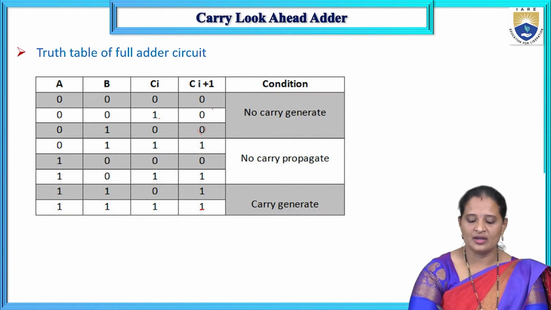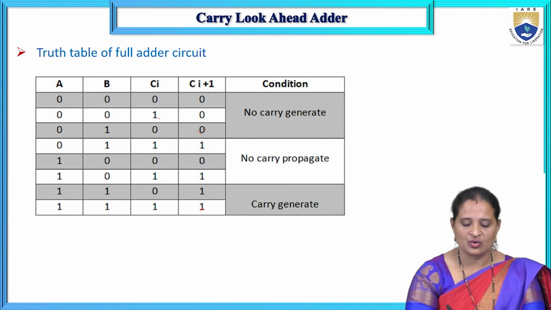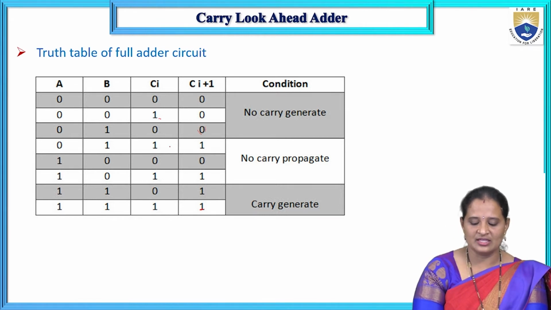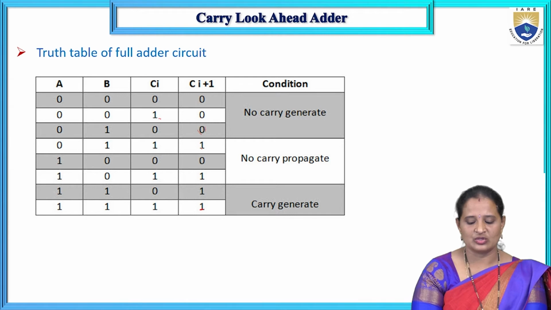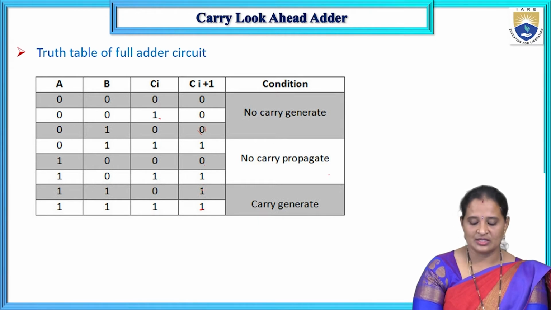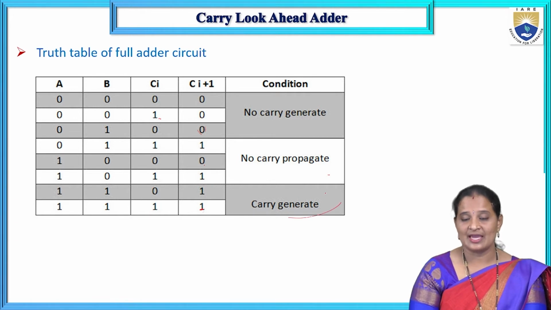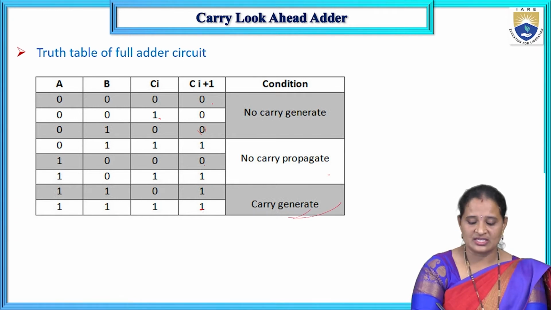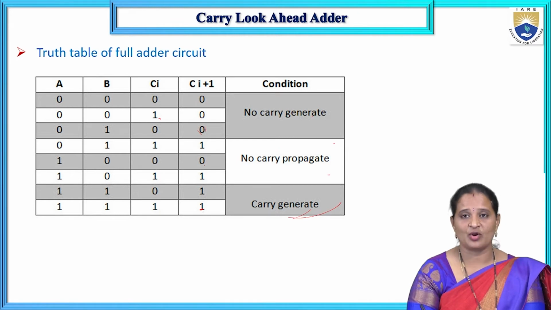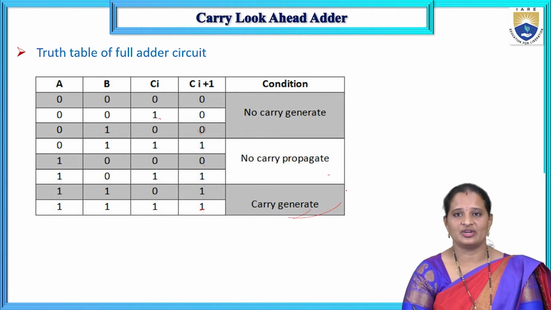Now if you look at this one, even though we have a carry input here, no carry is generated. Whereas in this case, this is 1, this is 0 and this is 1, so there is a carry but no carry propagate. Whereas here, 1, 1, 1, both are carries. So it is the carry generate function. So this is no carry, no carry propagate, and this is carry generate.